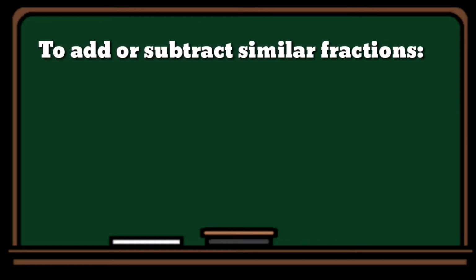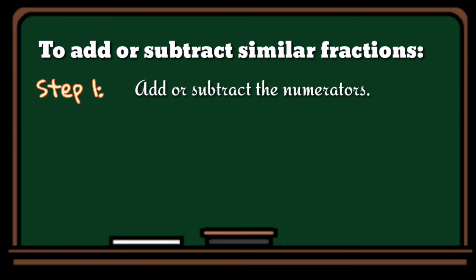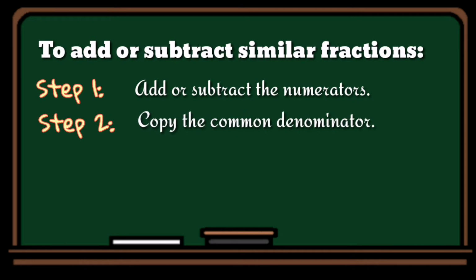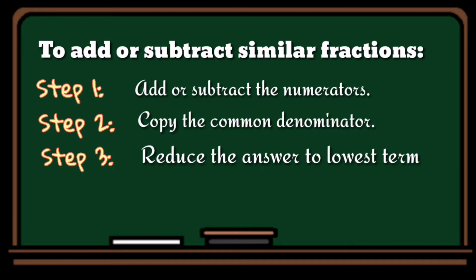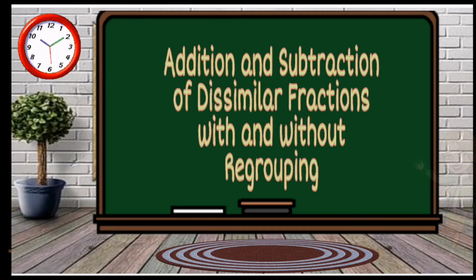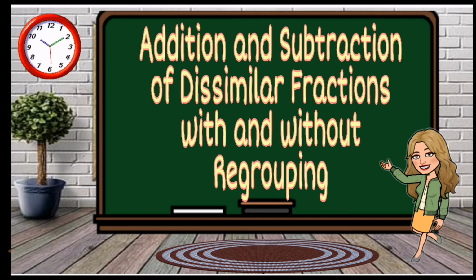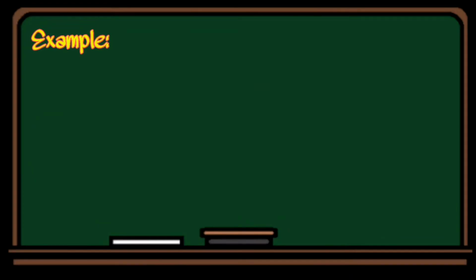So how did we add or subtract similar fractions? First, we just add or subtract the numerators. And then second, copy the common denominator. And then third, reduce your answer to lowest term if needed. So the next part of our lesson is addition and subtraction of dissimilar fractions with and without regrouping. To add or subtract fractions with different denominators, we need to go some extra steps. And to apply those steps, we will go over a few examples to make sure you get comfortable with the procedure, okay?